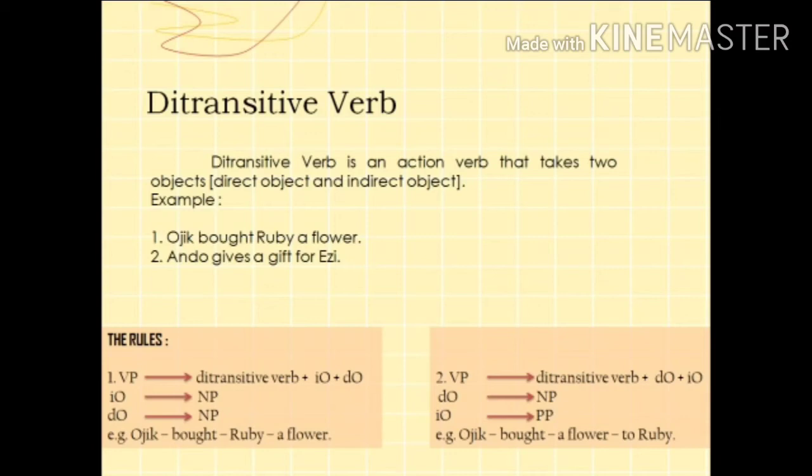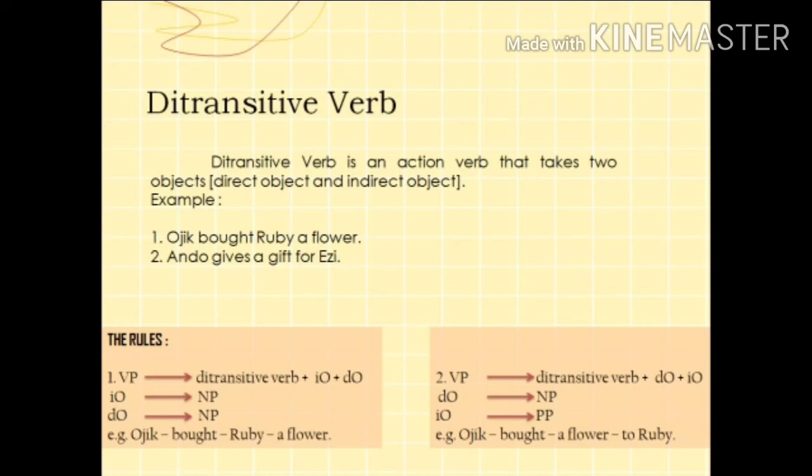In syntax, the ditransitive verb has rules. The first rule is VP consists of the ditransitive verb plus IO plus DO. IO or indirect object consists of NP or noun phrase, and DO or direct object consists of NP or noun phrase. For example, Oji bought Ruby a flower.